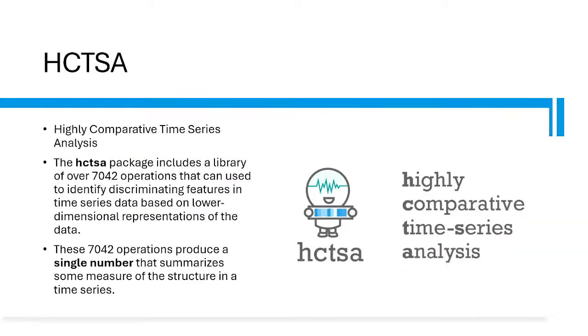Next, I'll talk about HCTSA, or highly comparative time series analysis. Basically, there's a library of 7,042 operations that can be used to identify discriminating features in the time series data based on lower dimensional representations of the data. When you do this matrix multiplication among the 7,042 values, you get a single number for each one that measures the structure in the time series.